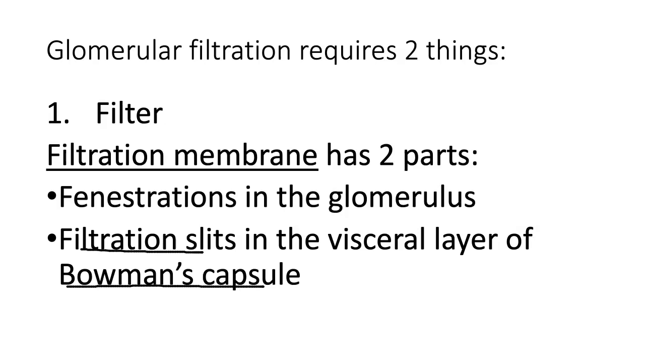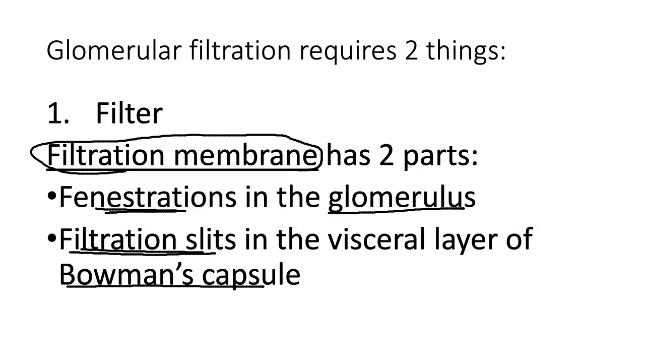And Bowman's capsule is also very leaky. It has filtration slits in the visceral layer. And so in other words, another way to put this is the filtration membrane is basically this leaky interface, right, between the blood and the nephron. It's leaky because there are fenestrations or pores in the glomerulus, the blood vessel, and that's in contact with this leaky or porous, the filtration slits of the nephron, the visceral layer of Bowman's capsule. And so together, the glomerulus and the visceral layers of Bowman's capsule make up the filter.